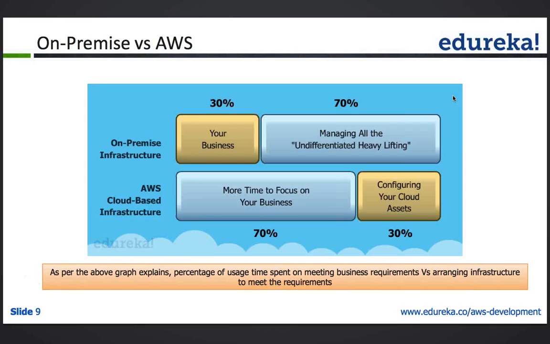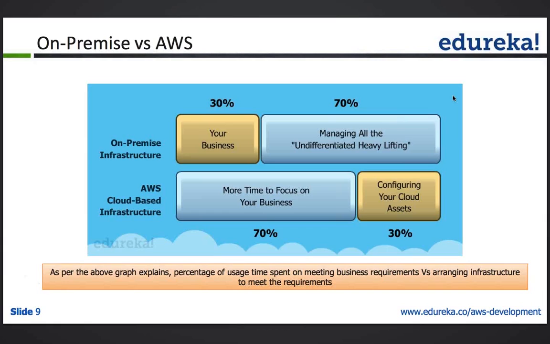And heavy lifting. Heavy lifting basically means it's a lot of work, and undifferentiated means that your business is not benefiting from doing this work. It doesn't give you any competitive advantage because everybody does the same thing. What cloud computing does is it completely changes the equation. So now AWS does that heavy lifting for you.